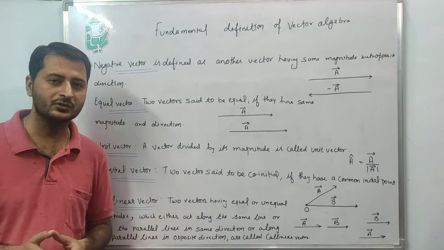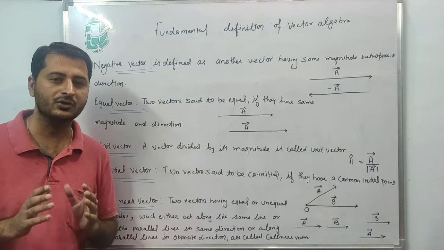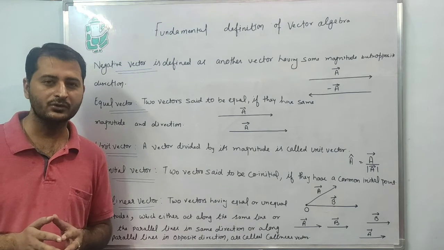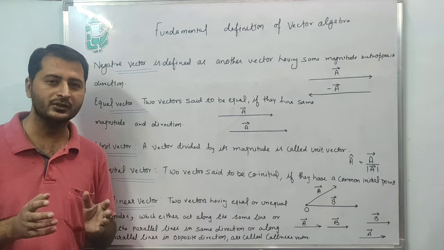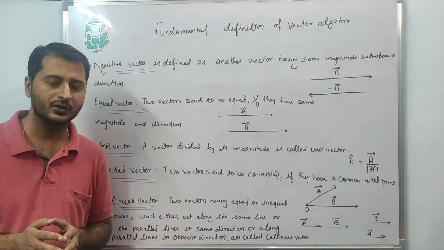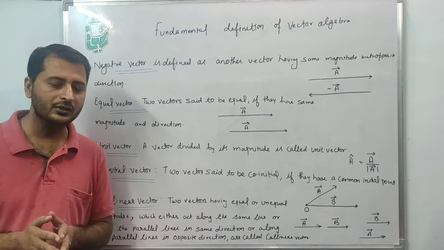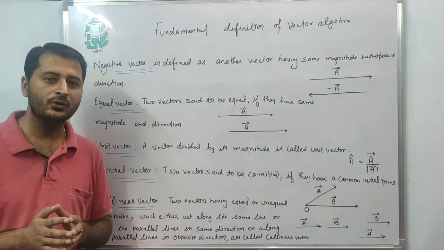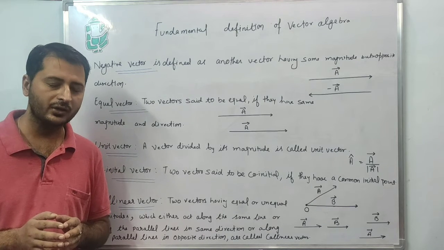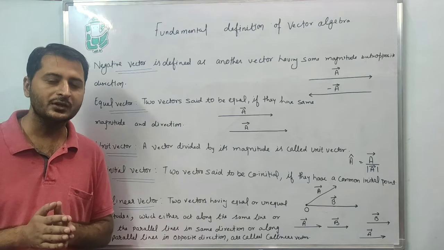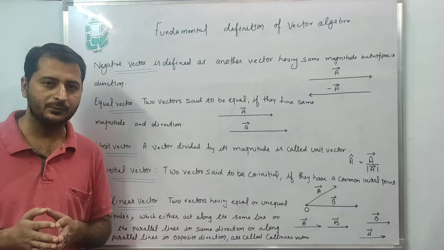Today we are going to discuss the fundamental definition of vector algebra. In that topic we are going to discuss the different kinds of vectors like negative vector, equal vector, unit vector, co-initial and collinear vectors. So let's start with the negative vector.